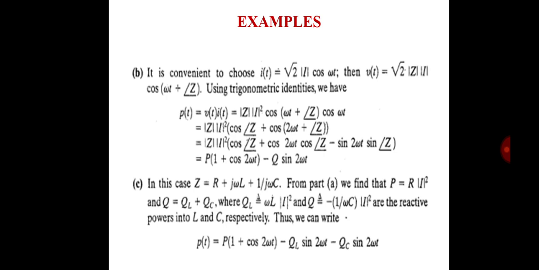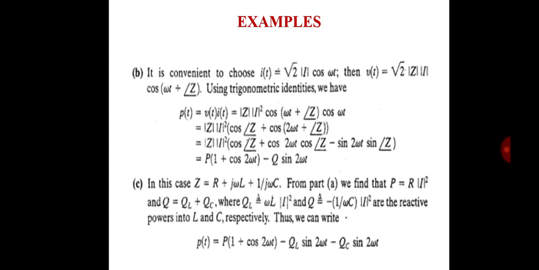Next is part B. It is convenient to choose i of t. Now i of t is equal to root 2 I cos omega t. Then v of t becomes root 2 Z I cos of omega t plus angle Z. Using trigonometric identities, we have p of t is equal to v of t into i of t. Now the multiplication of i of t and v of t is equal to Z I square cos of omega t plus angle Z into cos omega t.